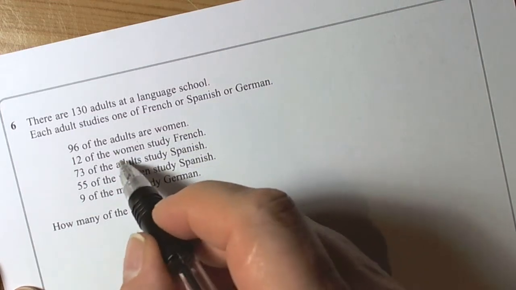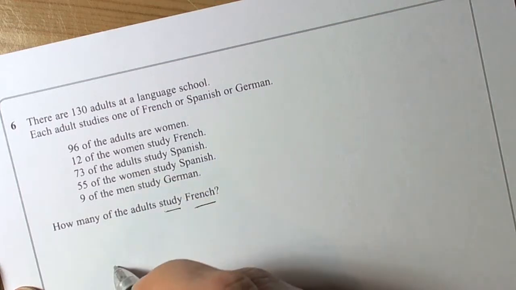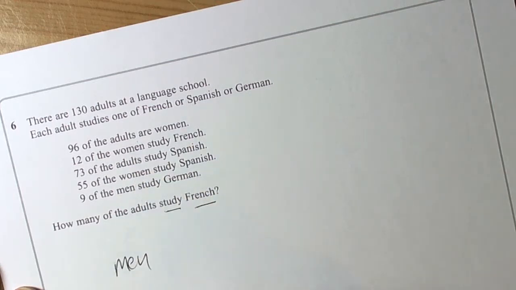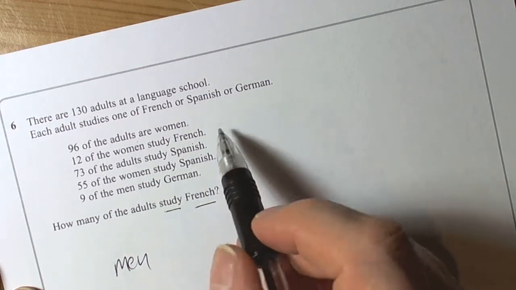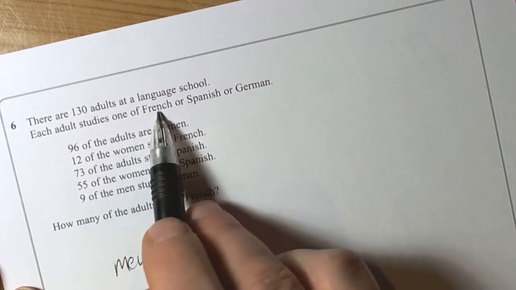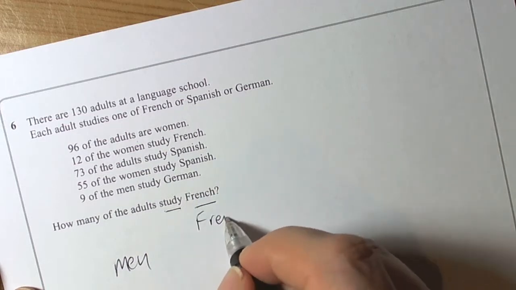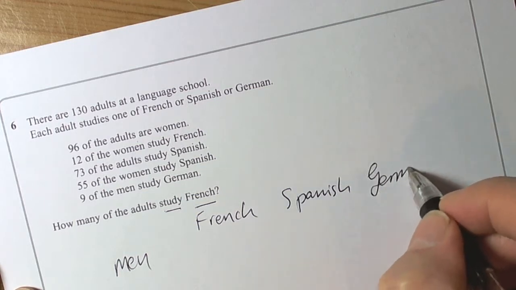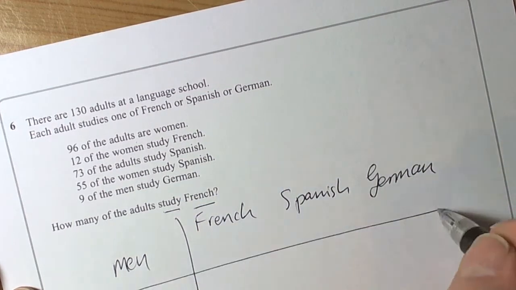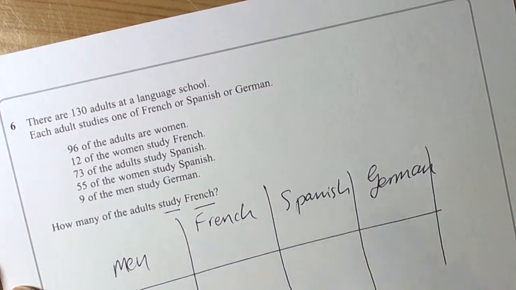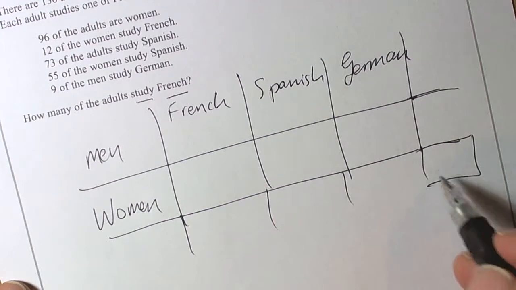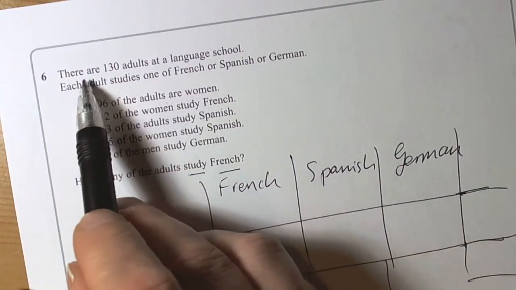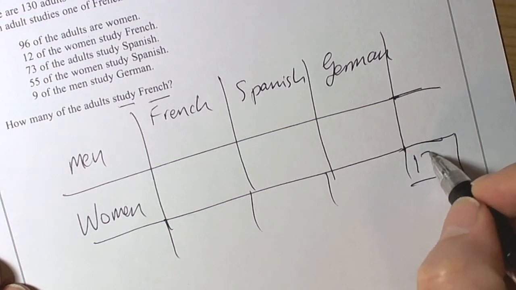So we've got two conditions for the genders. So we've got men and women, and it's telling us that they could study French, Spanish or German. So French, Spanish or German. And the thing with a two-way table is there's always going to be totals on the bottom row, and there's going to be totals at the end here. And this final box here is always going to be the total of everything in there. And they're telling us here there's 130 adults, so the 130 can go there.